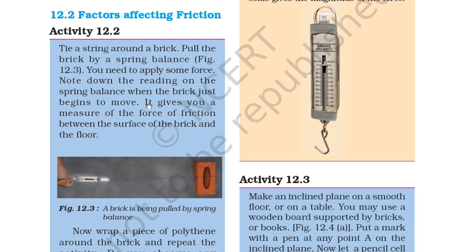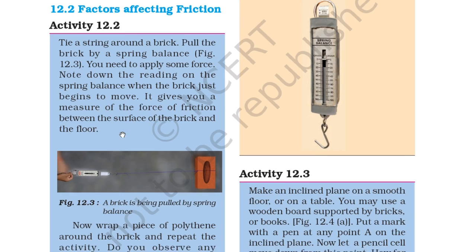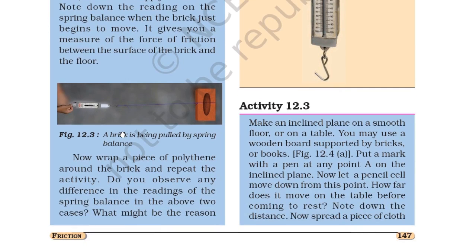Activity 12.2: tie a string around a brick. Pull the brick by a spring balance. Figure 12.3 shows that. You can see that here a brick is being pulled by a spring balance. You need to apply some force. Note down the reading on the spring balance when the brick just begins to move. It gives you a measure of the force of friction between the surface of the brick and the floor. Now wrap a piece of polythene around the brick and repeat the activity. Do you observe any difference in the reading of the spring balance?